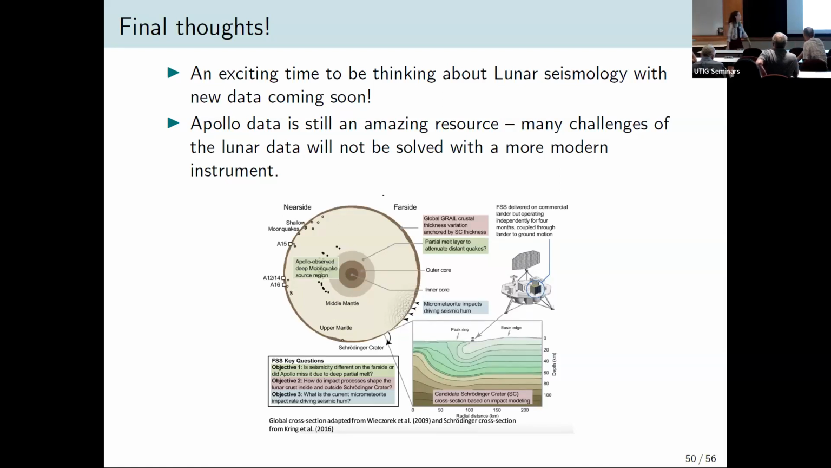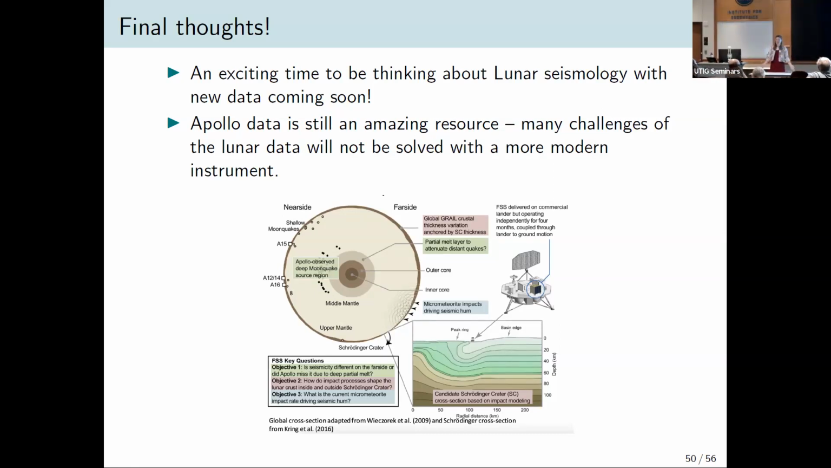Oh yeah, I can answer that one. You can see on this figure that the deep dots here are the deep moonquakes, and they all seem to be on the near side. So maybe that's just because all of the stations are on the near side. If you had some sort of partial melt layer that's deflecting the signals from the far side, then you just wouldn't be able to see them if all of your stations were on the near side.